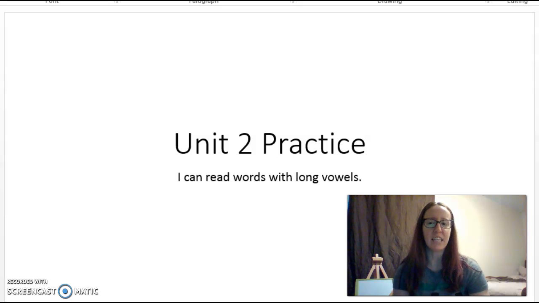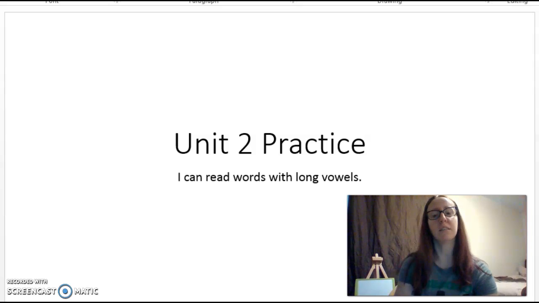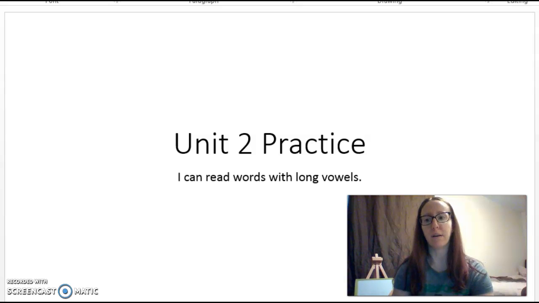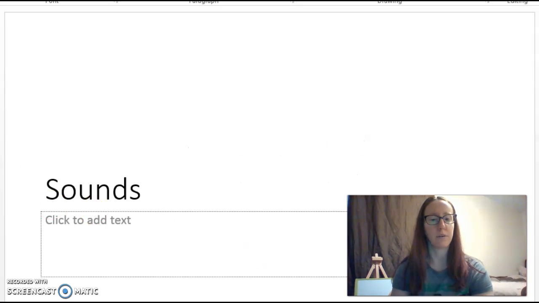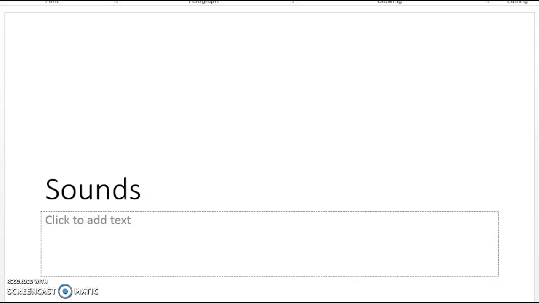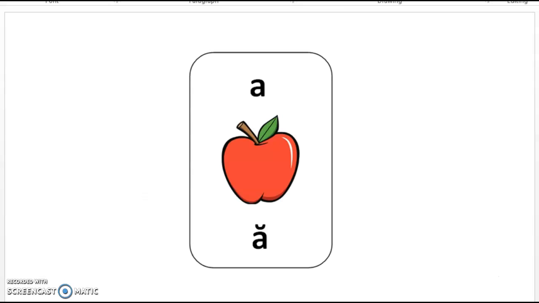Hi first grade friends, we have some Unit 2 practice here. I can read words with long vowels. We're going to go ahead and read our sounds. My turn, then your turn.